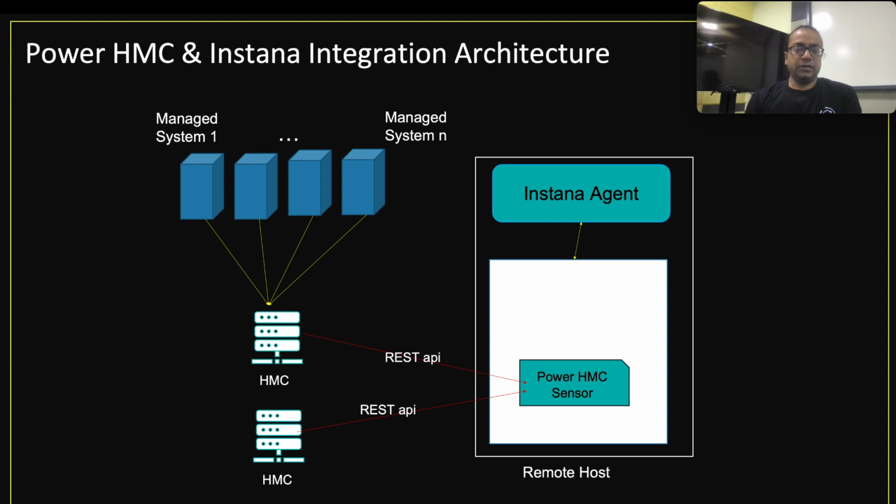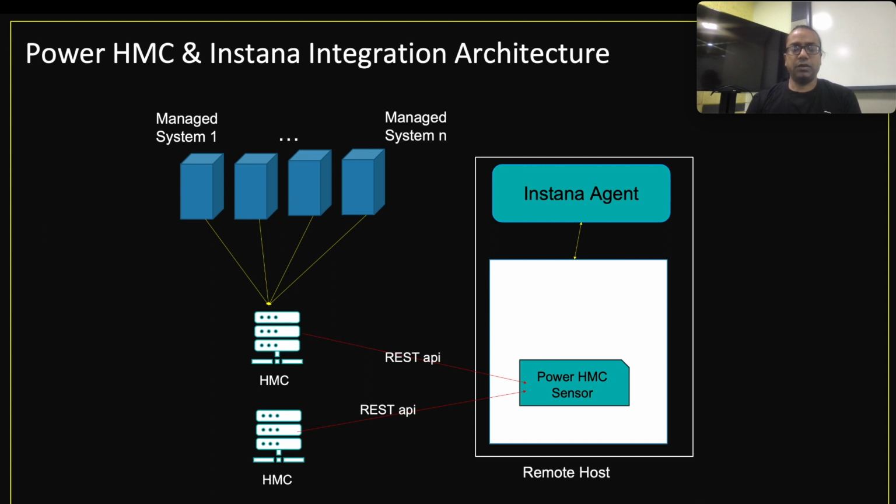So this is another architecture diagram where we see how Power HMC and Instana are integrated together. In this, your Instana agent is installed on a remote host. This is any supported Instana host. And this is called a remote agent because it is not installed on the HMC server itself, but it is connected through REST API, and that's why it's called a remote sensor.